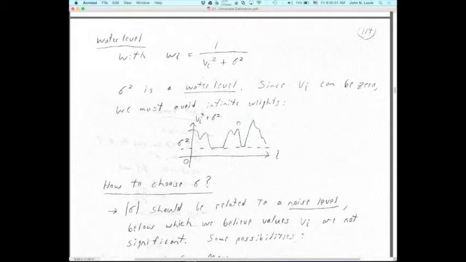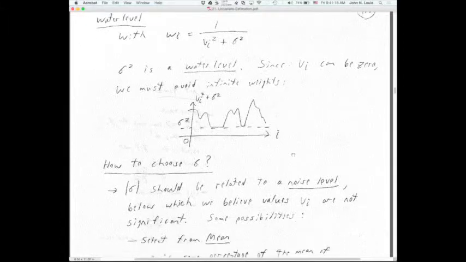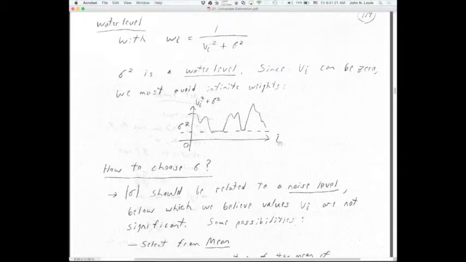Clearly we've got to avoid getting zero values in that denominator to avoid infinite weights, all right? So, you can recast it as an if statement. It's just easier to write it like this. That really would be a water level where if V sub I squared falls below sigma squared, then you substitute sigma squared for V sub I squared. That's harder to write in the math, so we express it this way. But this is really what I have in mind, and that's actually not any problem to implement in computer code.